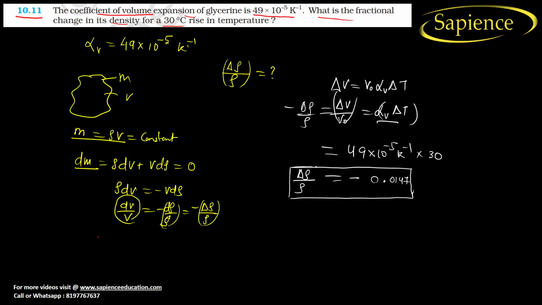I hope you have understood this, and this delta rho by rho is known as the fractional change in density. I hope you have understood now.